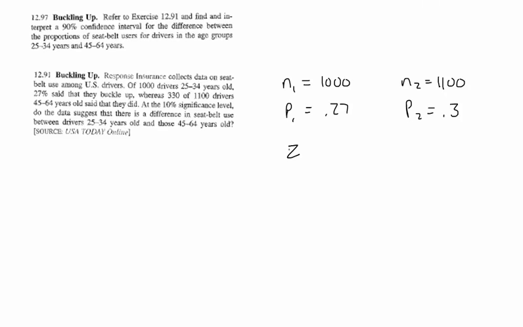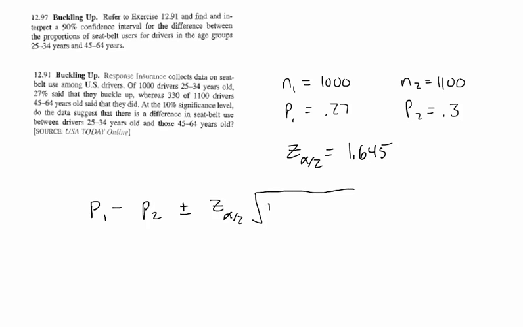So Z alpha over 2 is equal to 1.645. And now our formula is going to be P1 minus P2 plus or minus Z alpha over 2 times the square root of P1 times 1 minus P1 divided by N1 plus P2 times 1 minus P2 divided by N2.